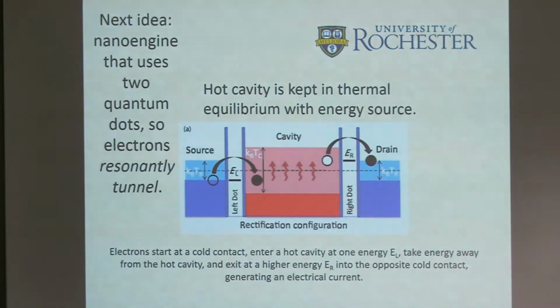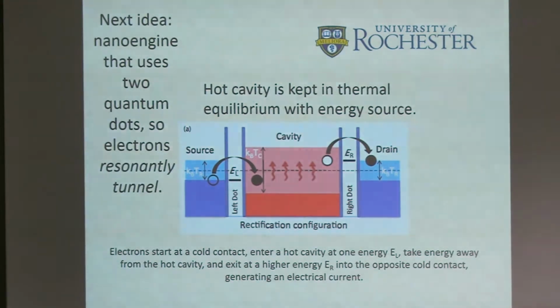Again, I have this two-terminal geometry. I have a cold ohmic bath on the right and a cold ohmic bath on the left. In the middle, I have a relatively large electron cavity. This is not a little quantum dot, but something big. And I imagine I heat this, so I connect it thermally to my source of energy I want to take from. And what happens is very simple.